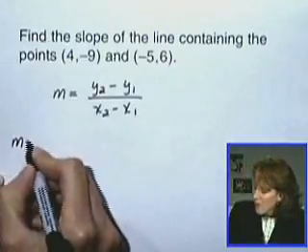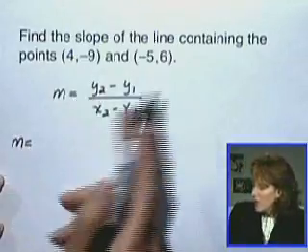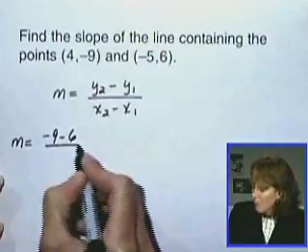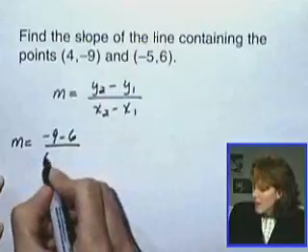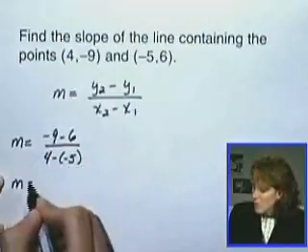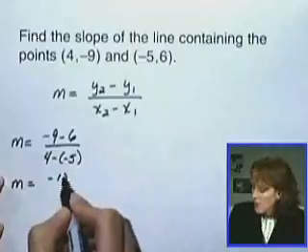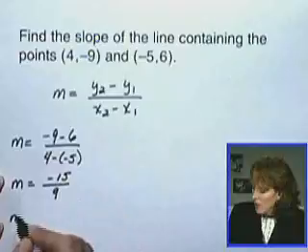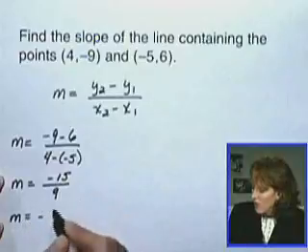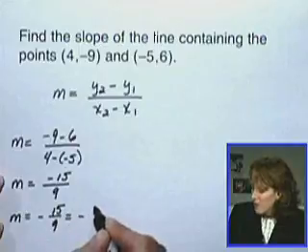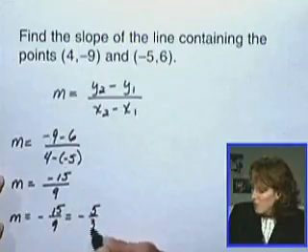We have the slope of negative 9 minus 6 in the numerator over 4 minus negative 5 in the denominator. So the slope equals negative 15 over 9, or negative 15 ninths. And we can simplify that. That would be negative 5/3.